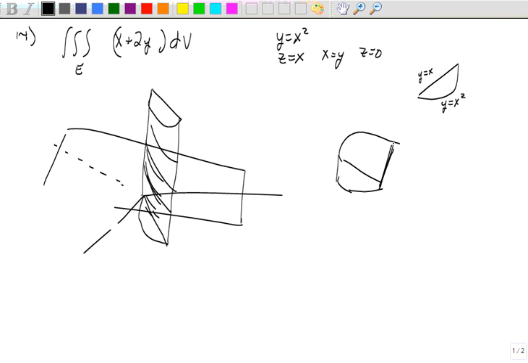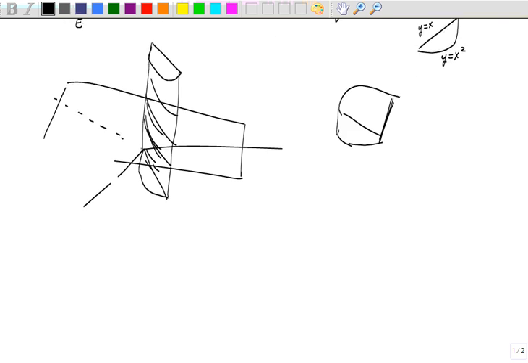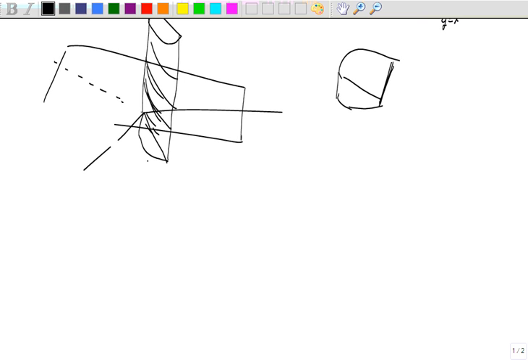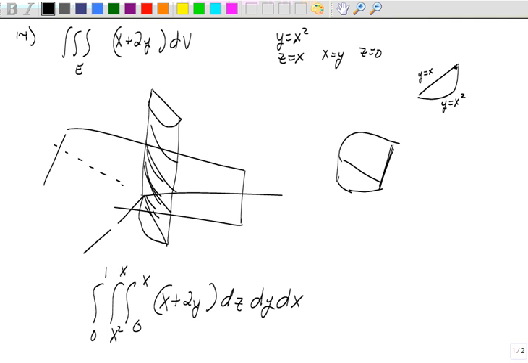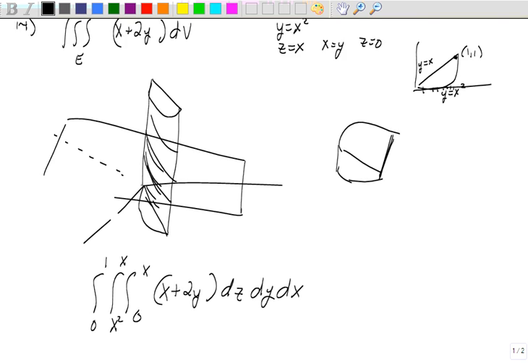Something like that. Okay, but anyway, let's set this up. That's the region that we're integrating over. That's not going to give us the volume. Z is between 0 and x. Y is between x and x squared. And x is between 0 and 1. So we know that because this point of intersection is 1, 1. So if this is the regular axis, then x is getting cut from 0 to 1.